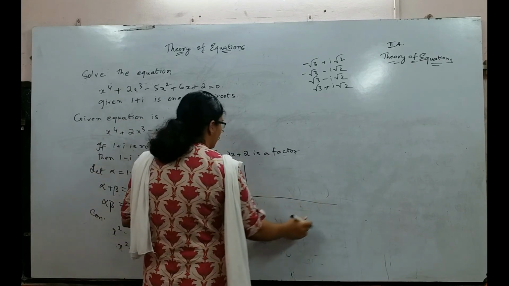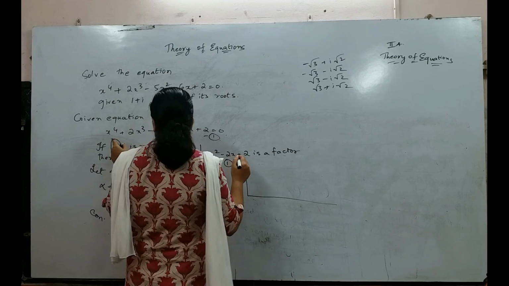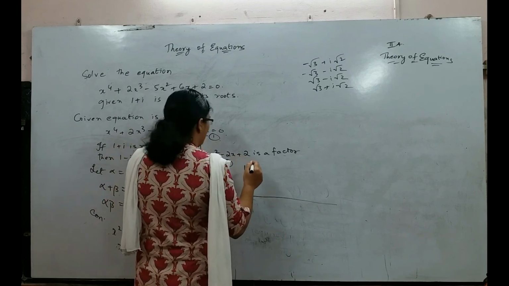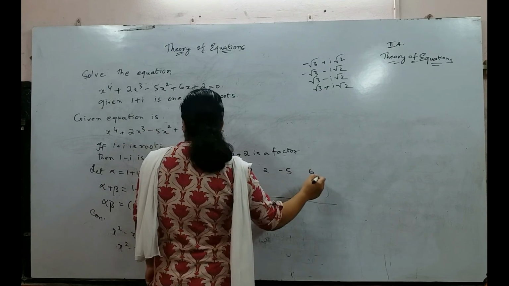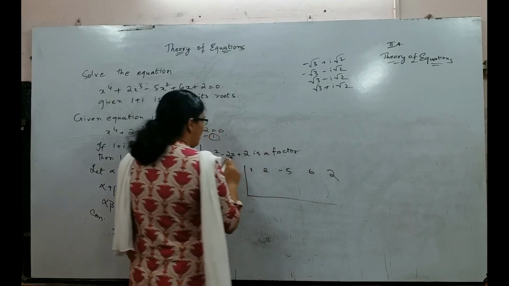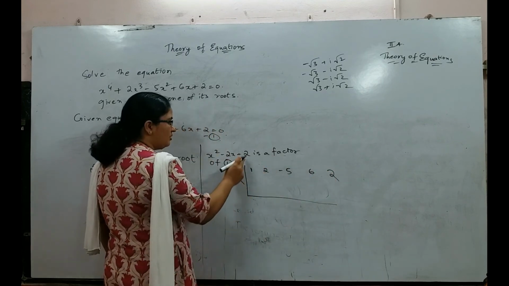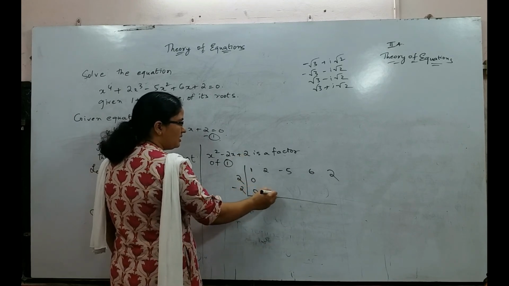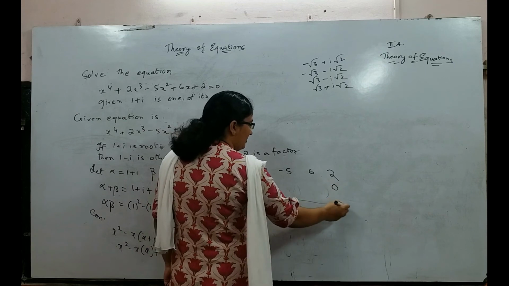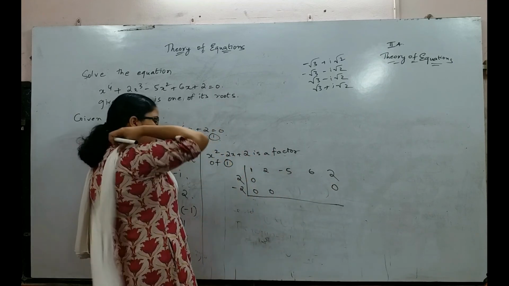Now, what you shall do is go for synthetic division. The procedure is like this. Take the coefficients 1, 2, minus 5, 6, 2. You have minus 2 here, you have to take plus 2. You have plus 2 here, you have to take minus 2. Then keep 3 zeros here and 1 zero here. Now you shall do the division.